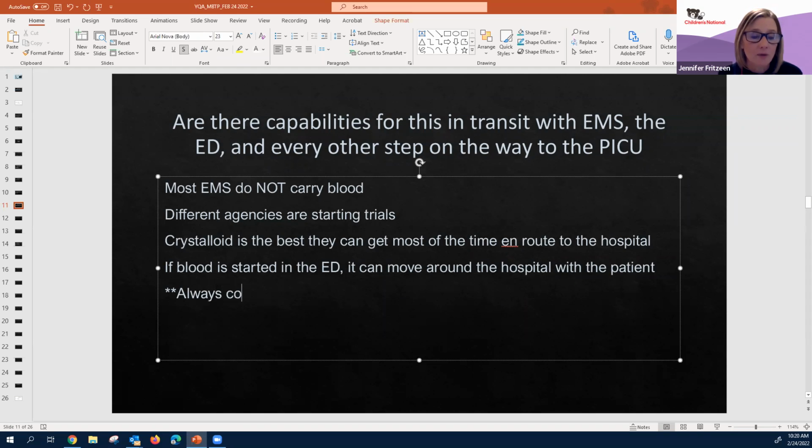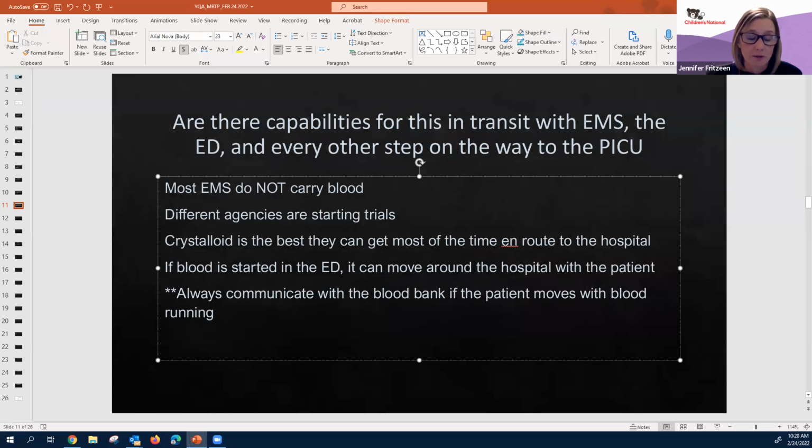Now, the one thing about using the rapid infuser is that it only works when plugged in. So if you are giving blood or FFP through the rapid transfuser, remember, as you move through the hallways, you're going to have to push it until you can plug that machine back in when you get to where you're going.